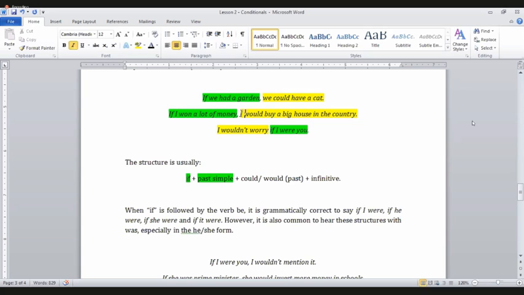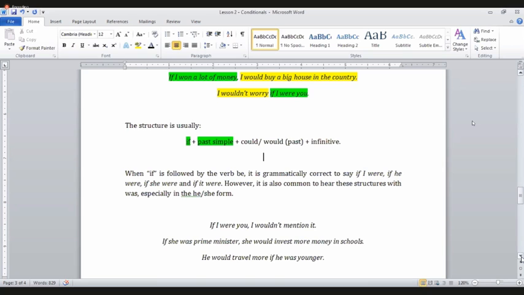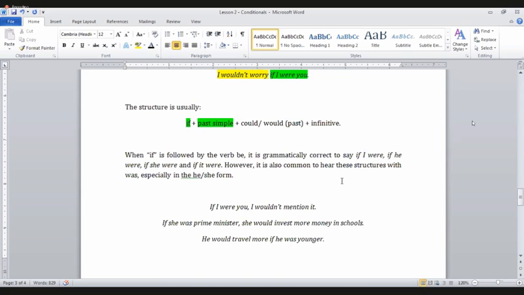Now here in the second main clause we have the subject I, then would, then infinitive buy, a big house in the country. Now in this sentence we have I and then would, could or would. Here we have would in negative form, then worry, infinitive. Okay, so that is the sentence structure of second conditional. And yes, this part, let's finish this also. Can you just go through this highlighted part quickly?